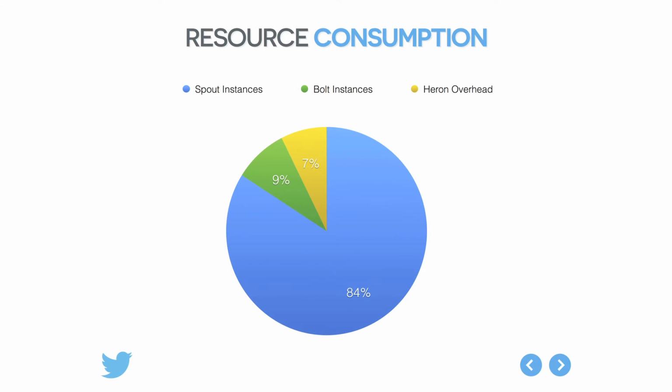If you look at it, 84% goes into the spout instances. It's very unintuitive: fetching data from Kafka or wherever it is takes a huge amount of time and resources. The bolts hardly do 9%, and Heron overhead is hardly 7%.